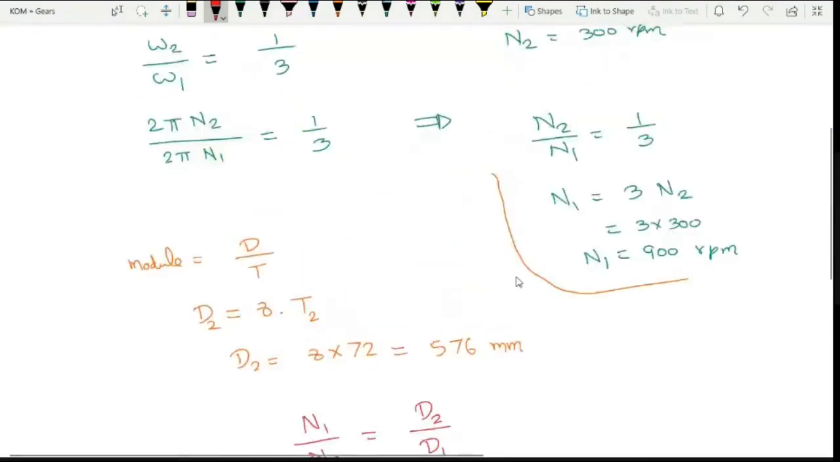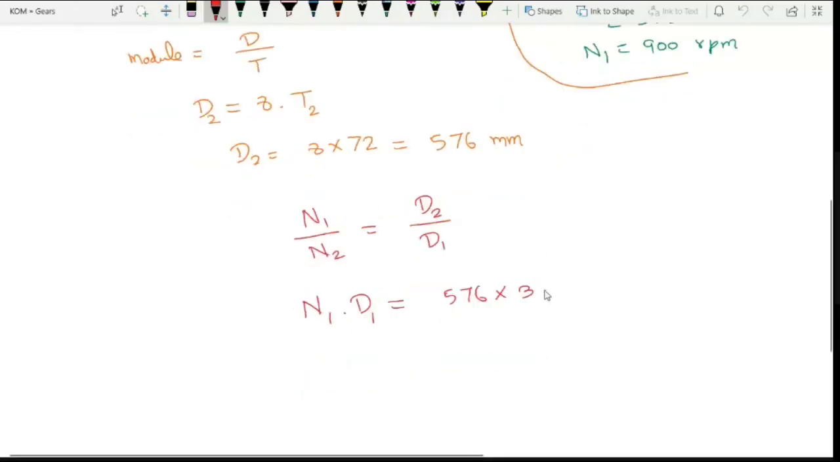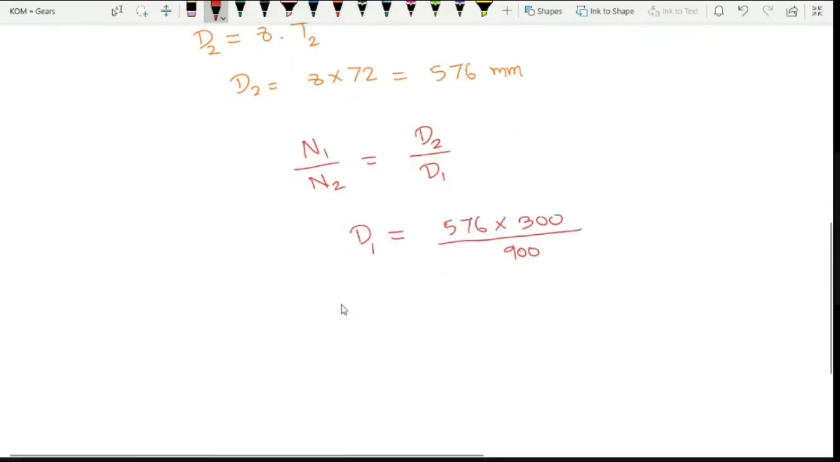What is your N2? 300. Sir, N1 is 900, right? N1 is known. Yeah, sorry, we know that. Okay, we'll substitute it. This is 300, divided by 900, right? So what is your D1? Sir, 192. So your D1 is 192 mm.